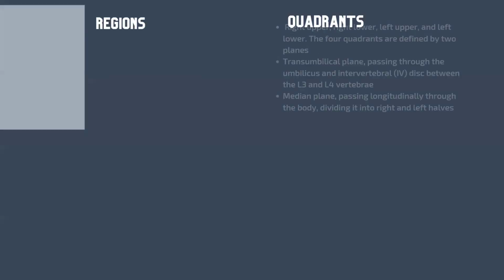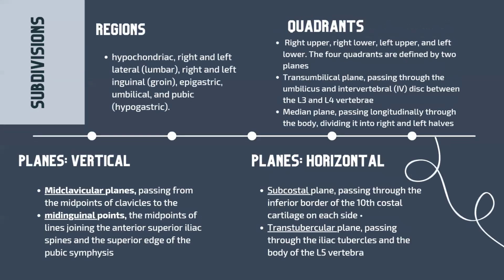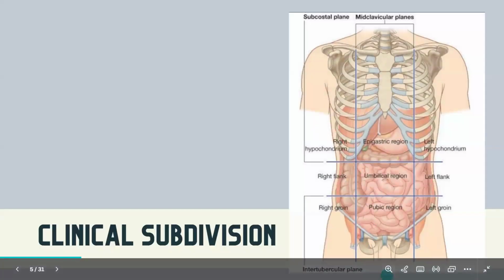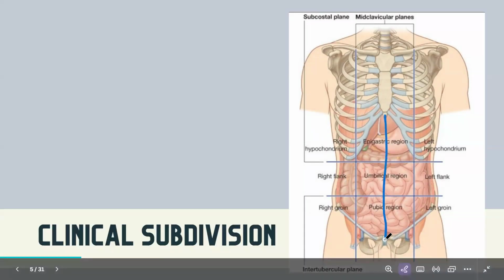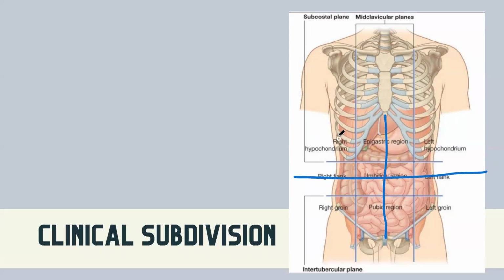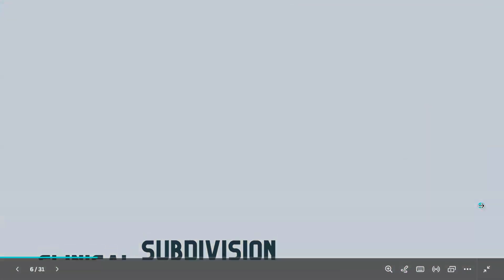Now, all of these things are suggested here with the quadrants, 4 quadrants also. We have the transumbilical plane, and we have the median plane, and the median plane goes like this. I will draw it here from the xiphisternum down to the pubic symphysis. And we also have the transumbilical plane. So we have right upper, left upper, right lower, left lower. So these are the quadrants here.